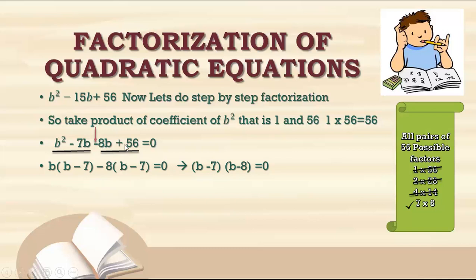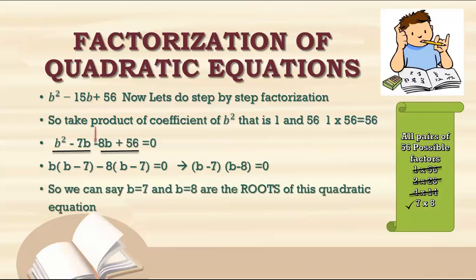As 56 was negative, so 8 sevens are 56, but the sign would become changed, which is minus 7. Again, the next step: we have seen that b minus 7 and b minus 7 is the same. So we have taken common b minus 7 and we can see b minus 8, which was left before this bracket, is now here. We have b minus 7 into b minus 8. Now, we can say that b is equal to 7 and b is equal to 8 are the roots of this quadratic equation.